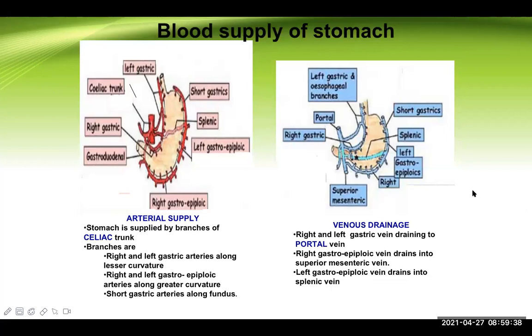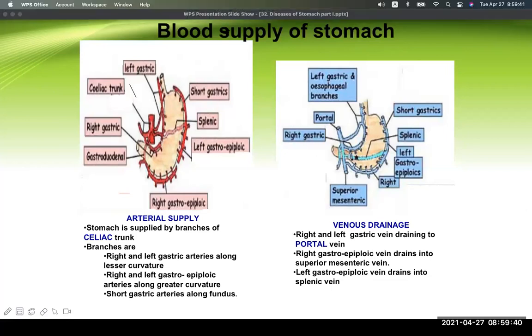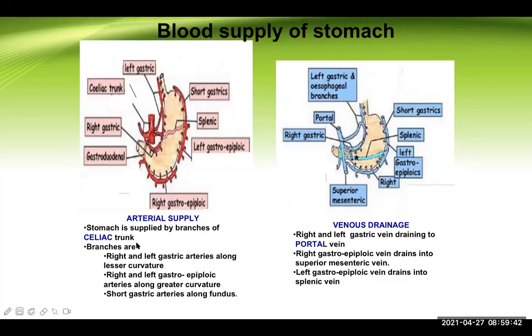Now, after this, let's talk about the blood supply of the stomach. So, what is the blood supply? Tell me, which is the major artery that supplies the stomach? Which is the major artery there? Yes, sir, the celiac trunk, basically. Exactly. Absolutely right. It is the celiac trunk.